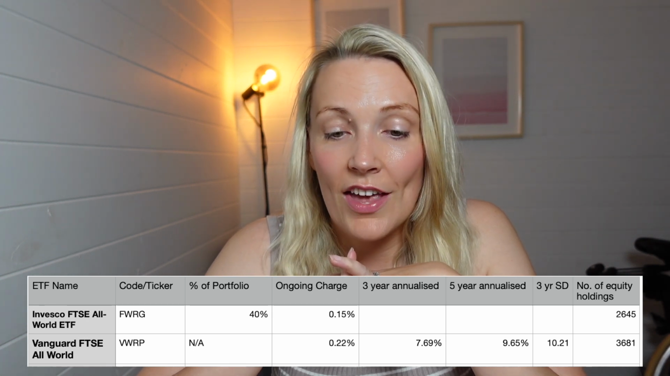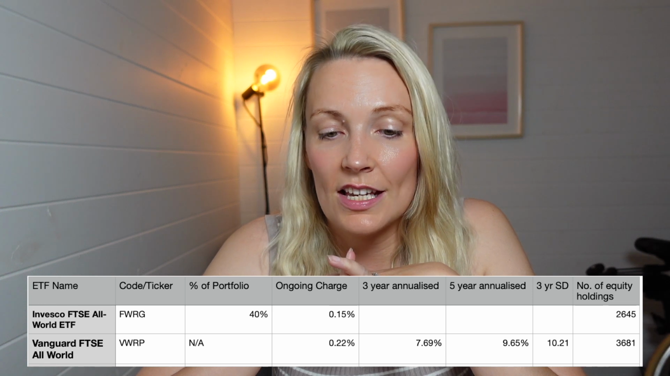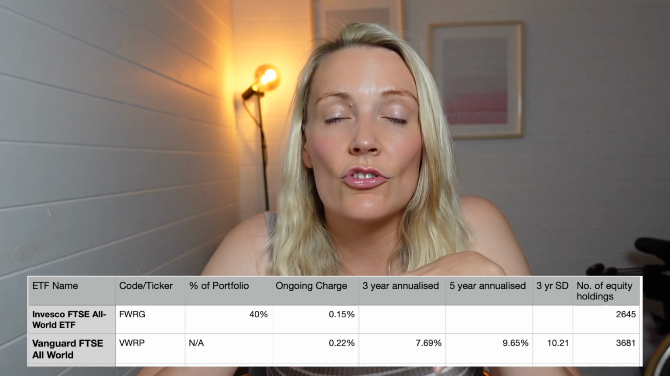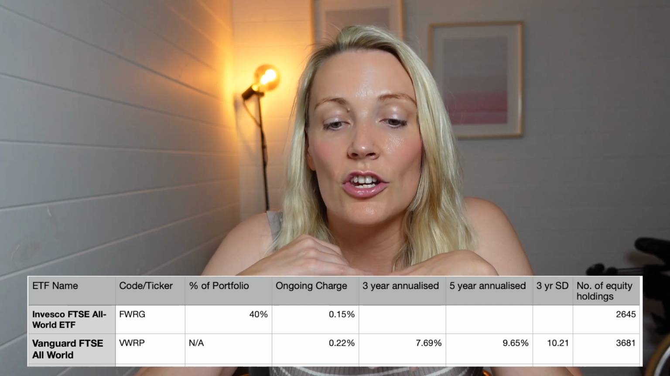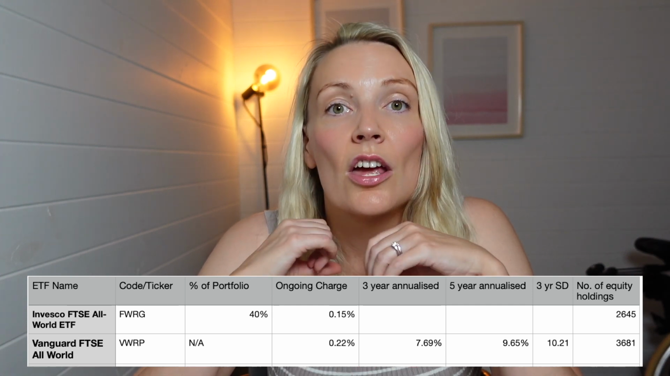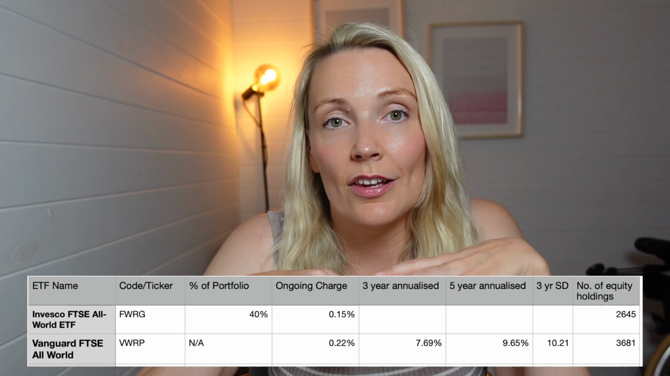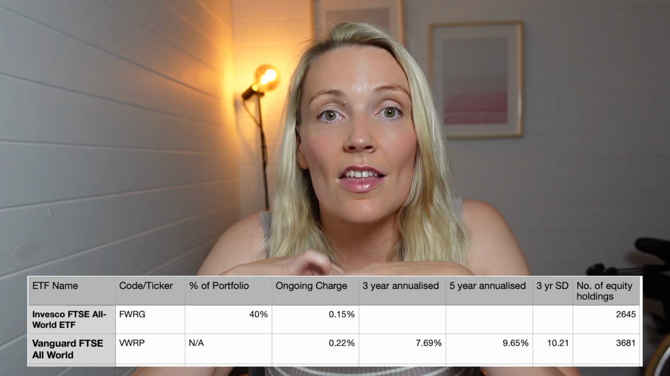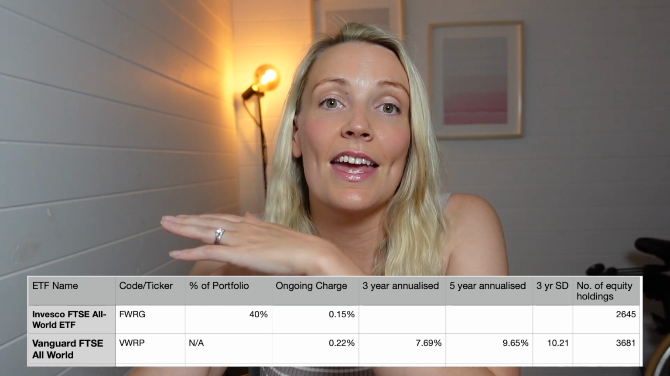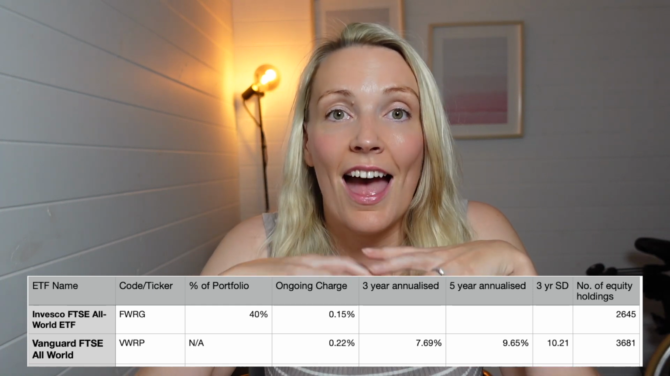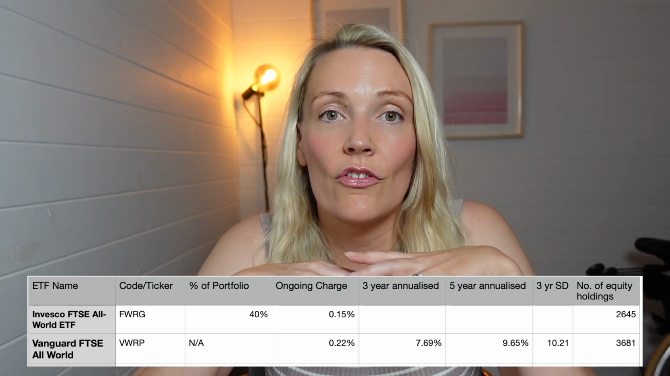and the 5 year annualized return is 9.65%. Annualized returns simply means that on average every year over the last 5 years it has achieved a 9.65% return. So obviously when you're investing, your capital is at risk and you will see peaks and troughs in the market. So it's not as if it's steadily going up at 9.65% a year. That is an annualized average return over the last 5 years.